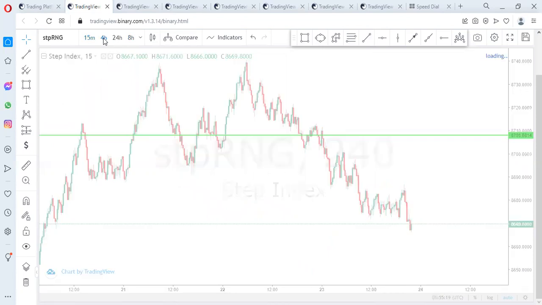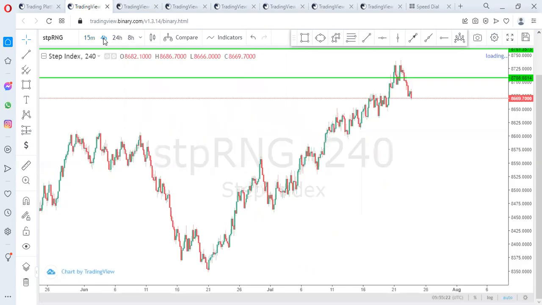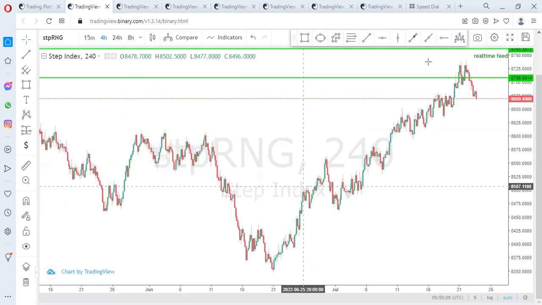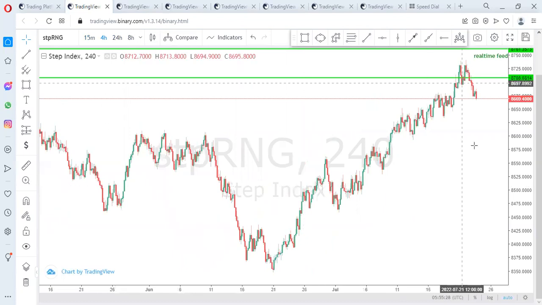I saw something on a 4 hour time frame that looks very interesting. Look at our 8 hour supply zone, and right inside our 8 hour supply zone, what do we have here? We have a double top, which is a reversal pattern.